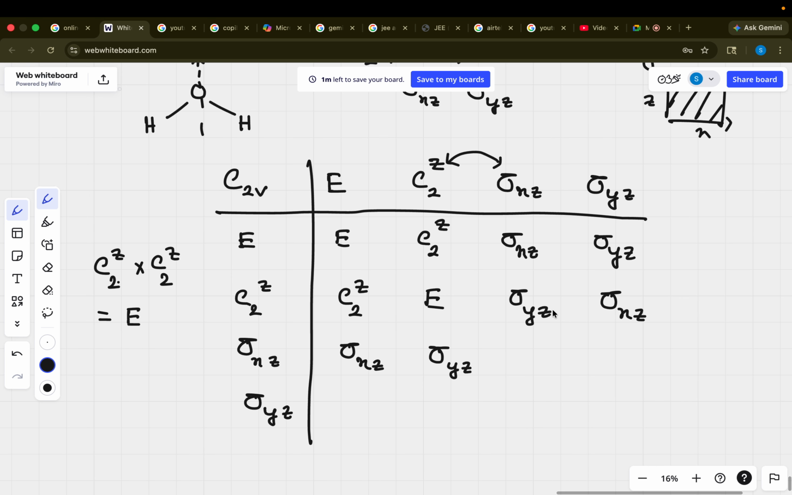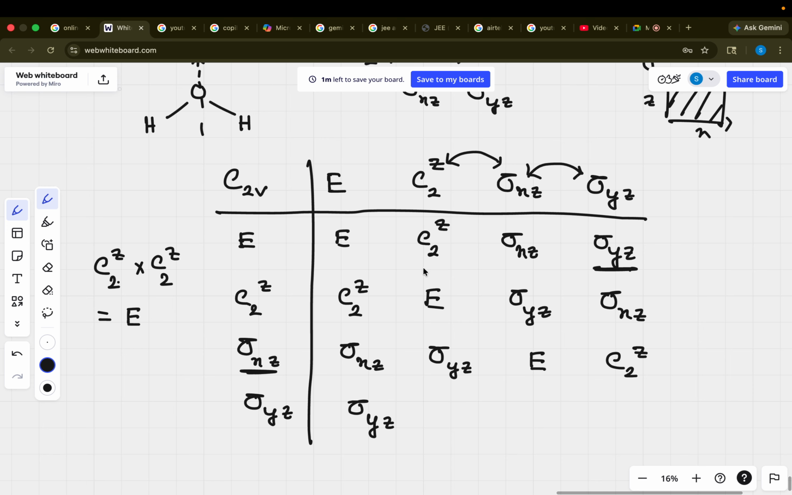Now sigma xz into sigma yz. If you multiply these two, sigma xz with sigma yz, you will get the other one. What is left? C2z, so you will just write down C2z here. Now, last, what do you have? Sigma yz.